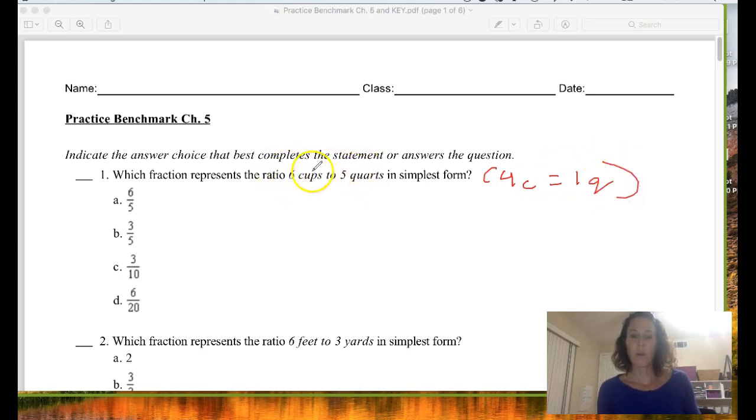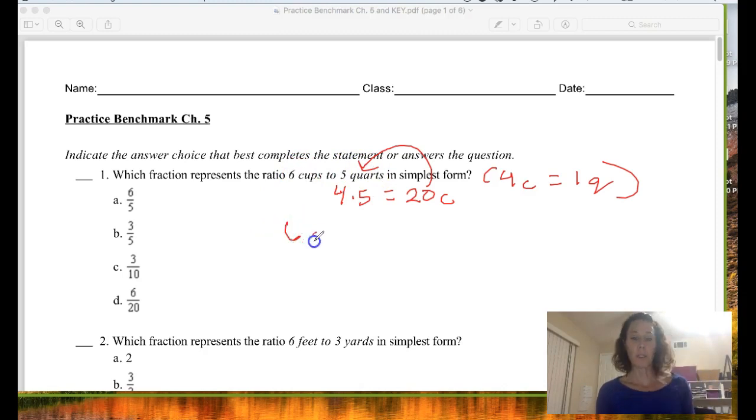So if I want a ratio of cups to quarts in simplest form, I need these to be in the same units. So I'm going to change quarts to cups. That's easiest to do. 4 cups is 1 quart. So I need to do 4 5 times to get 5 quarts. So I'm going to go 4 times 5, which will give me 20. There are 20 cups in 5 quarts. Since there are 4 cups in 1 quart, there's 20 cups in 5 quarts.